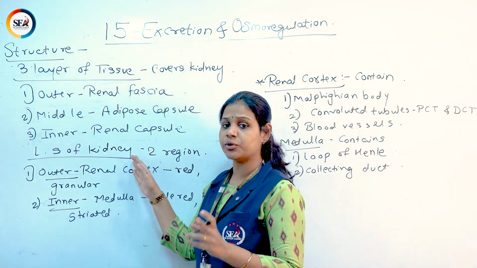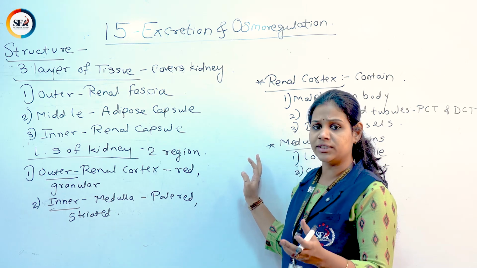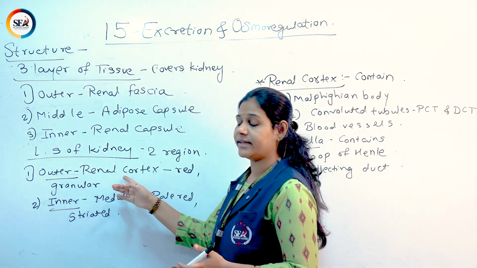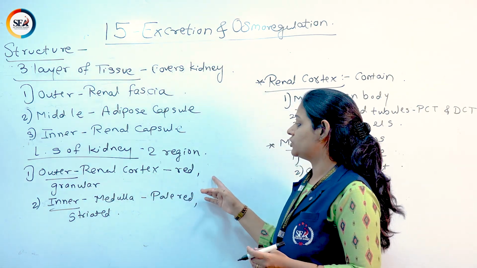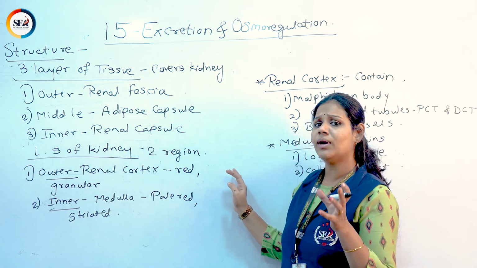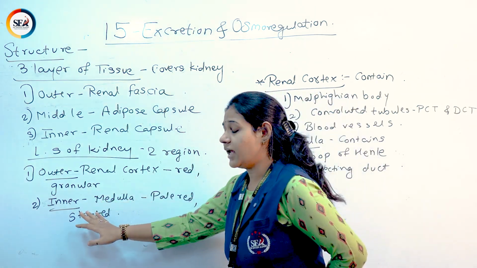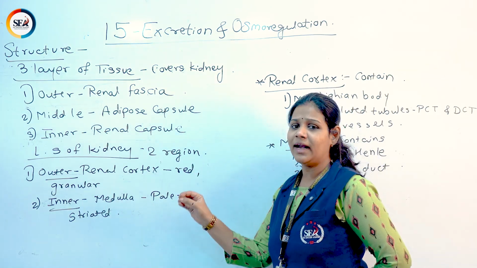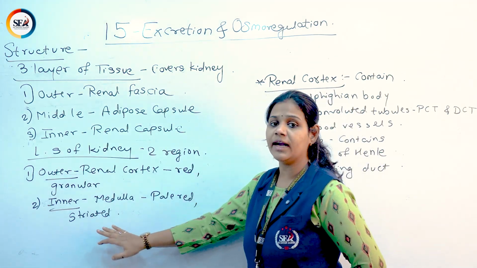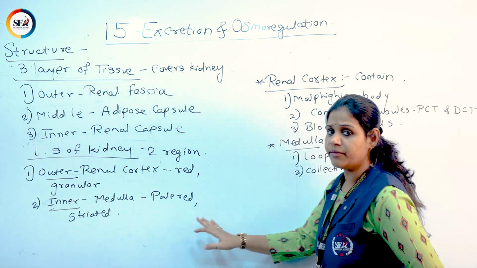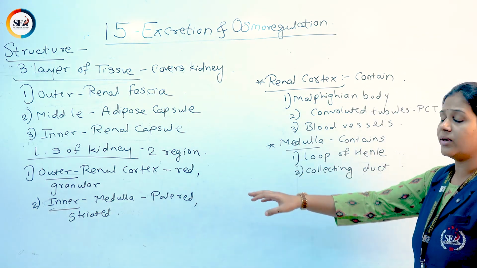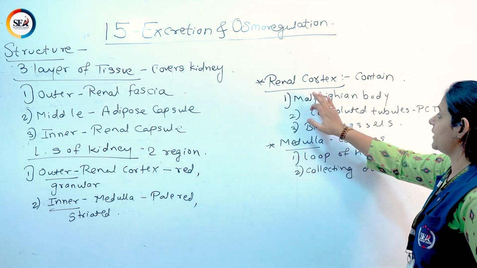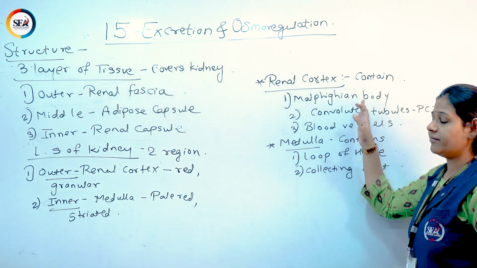LS of kidneys shows two layers or two regions. The outer region is called renal cortex, which is reddish in color and has a granular appearance. The inner is called medulla region, which is pale red, that is slightly light red in color, and it is striated in appearance. If we see the structures present in the outer and inner regions, then we see renal cortex contains Malpighian body.